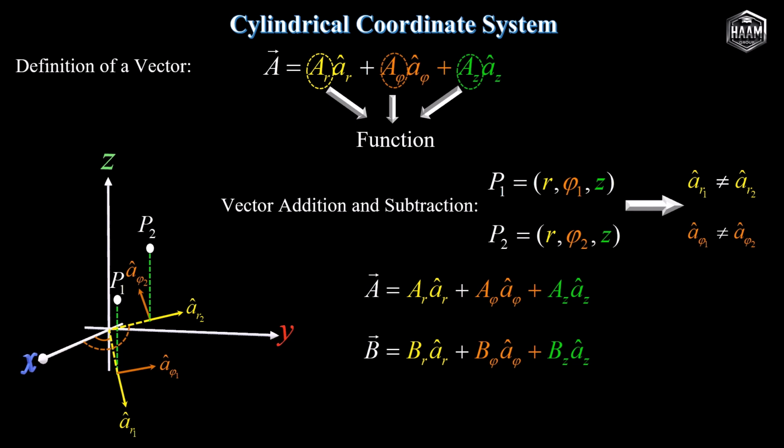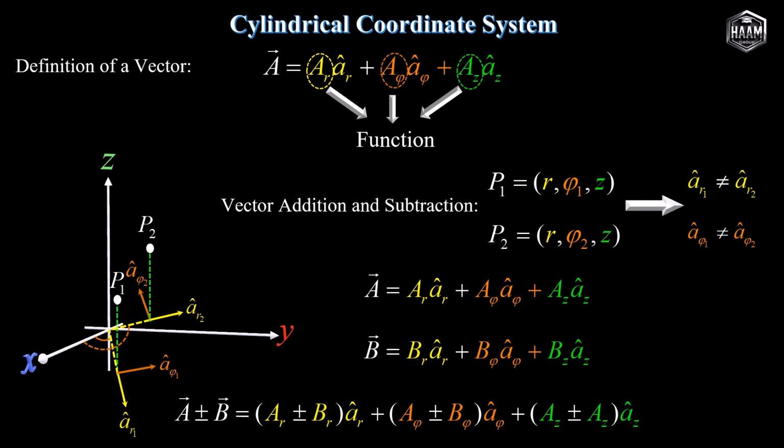Therefore, addition and subtraction are valid only when the vectors share the same point of definition or at least equal phi values. Under this assumption, given two vectors A and B defined at the same reference point, vector addition or subtraction is performed simply by adding or subtracting the corresponding component magnitudes along each unit vector direction.